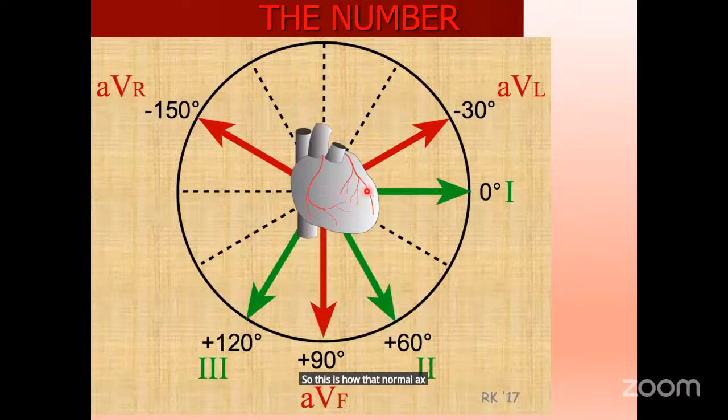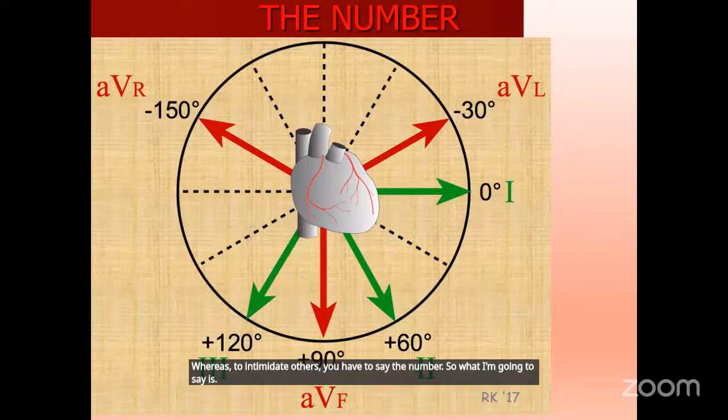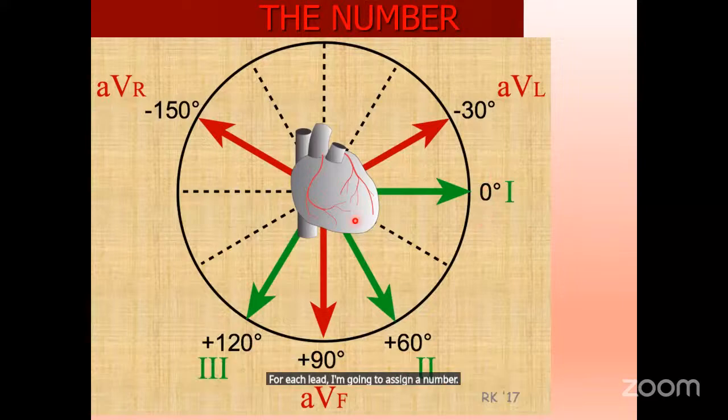Up to this time, you will be impressing others. Whereas to intimidate others, you have to say the number. So what I am going to do is assign a number for each lead. If you say normal axis or right axis, he may understand. But if you say the particular number, he may be further confused, because he will not know whether the number represents the normal axis or left axis. So ultimately, he will be afraid of you. You may be intimidating him.